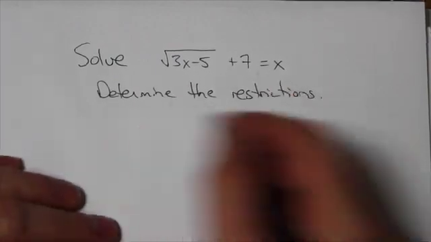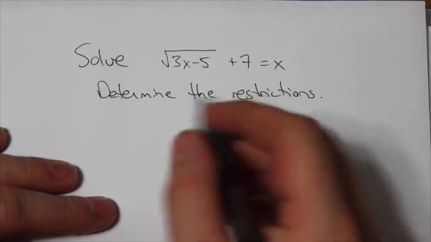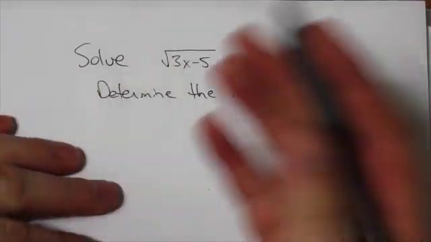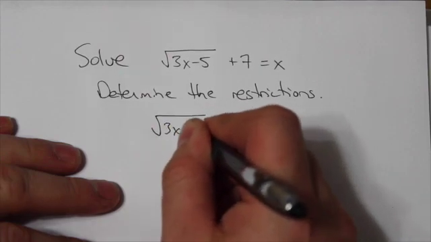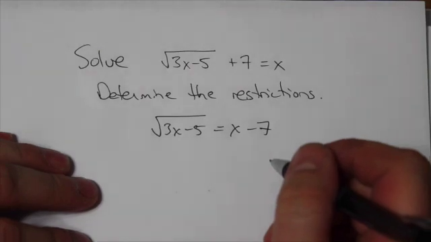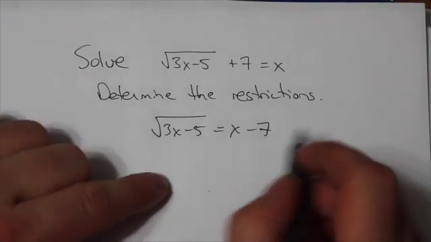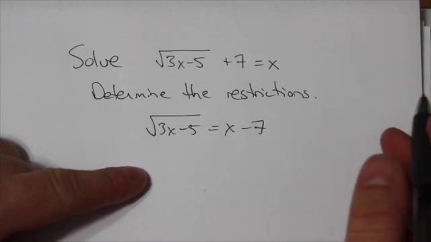Okay, so first of all, when determining the restrictions, and we will get to solving it in just a moment, what I would encourage people to do is isolate the radical. Now, the reason for that is because the restrictions that go with a radical equation are twofold.